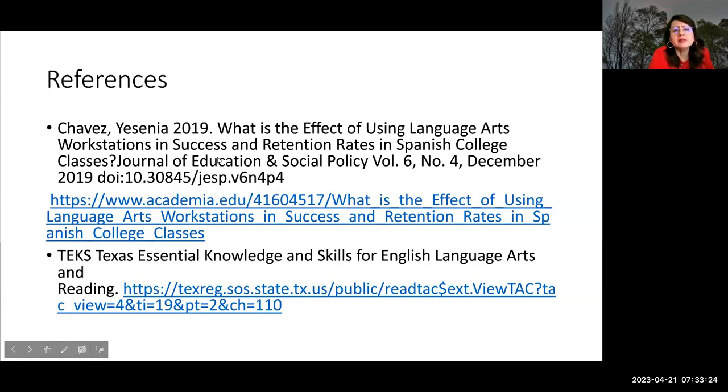My references are my journal article, What is the Effect of Using Language Arts Workstations in Success and Retention Rates in Spanish College Classes, and then the text Essential Knowledge and Skills for English Language Arts.